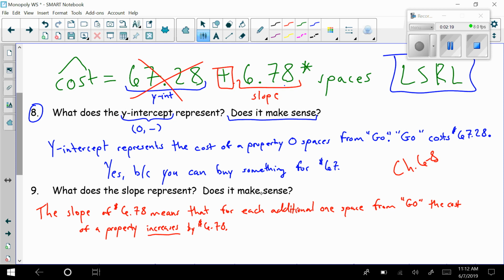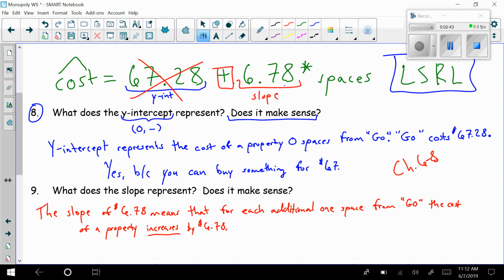Now, does this make sense? As I go in Monopoly, as I go further away from go, do the prices usually increase? I think that this makes sense. One, if you've played Monopoly and you know anything about it, I think you would agree that that makes sense. Also, logically, $6.78, that's fine. It can increase by that money. It's not like it's some crazy amount or a weird number.